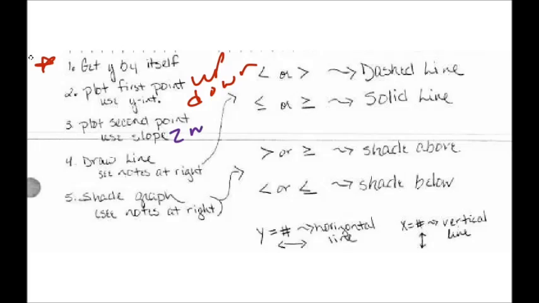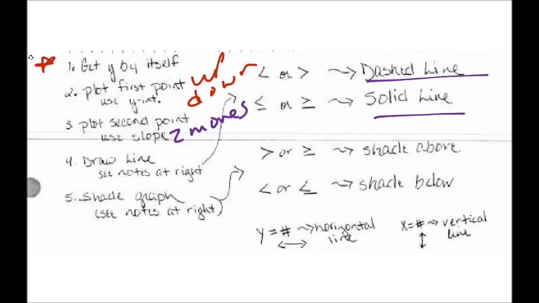Remember, it takes 2 moves to get your second point. You'll either go up and right or down and right. Then you're going to draw your line. This is where something's new. If it has a line under it, you will draw a solid line. If it does not have a line under the symbol, you will have a dashed line.